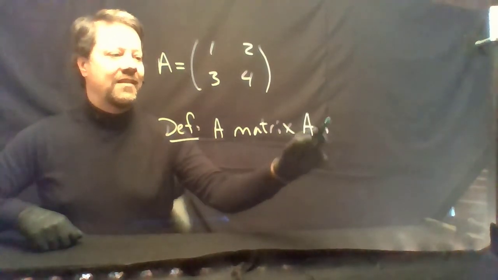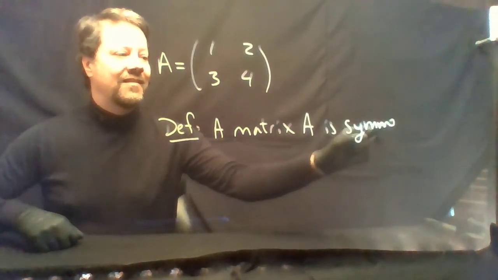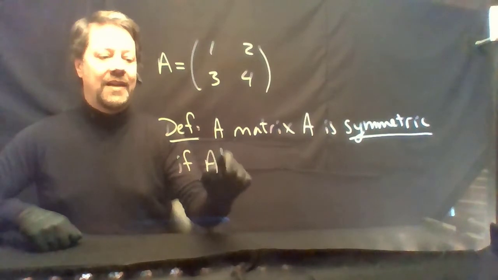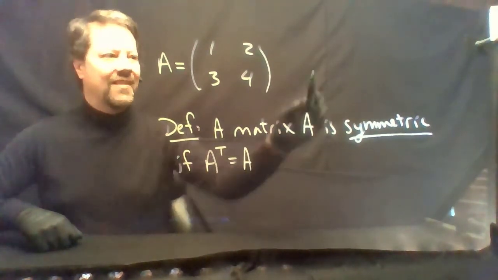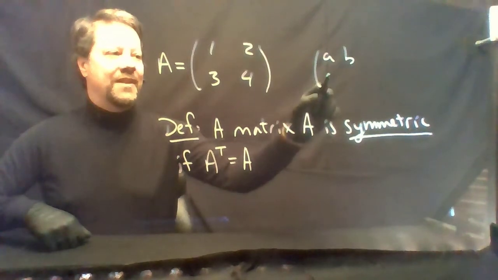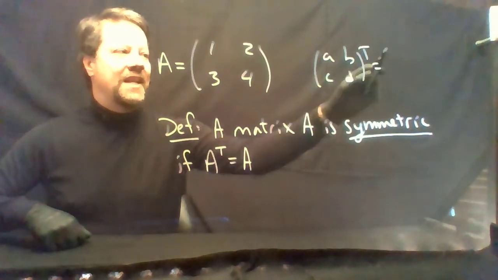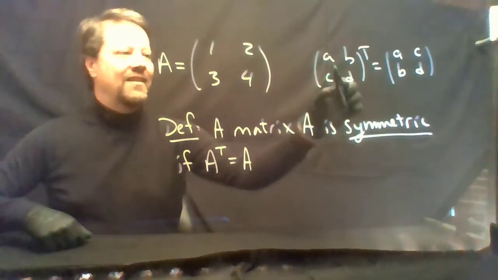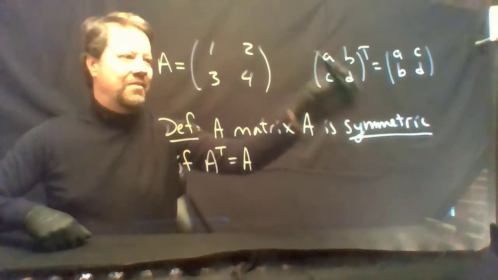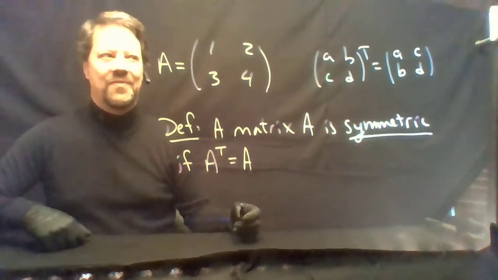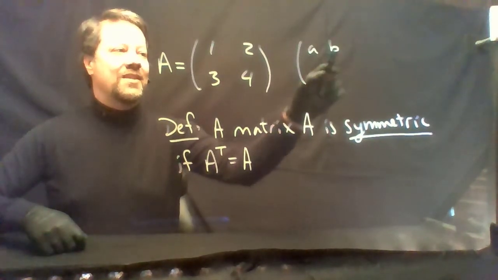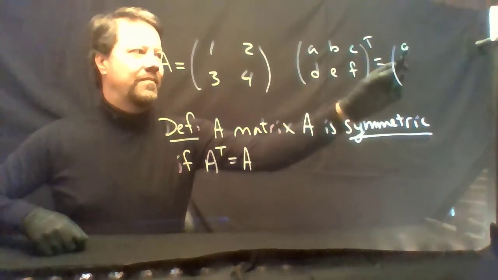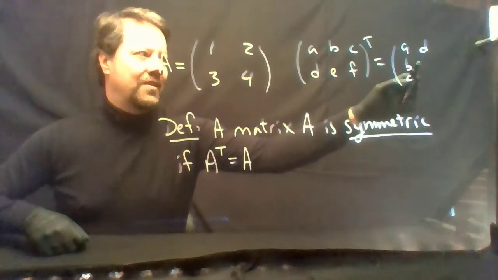A matrix A is symmetric if A transpose is equal to A. The transpose of a matrix is obtained by switching what you mean by columns and rows. It reflects the matrix through the diagonal. If a matrix is not square, it still just switches rows and columns.